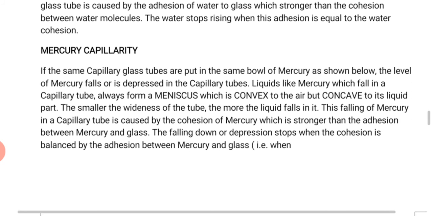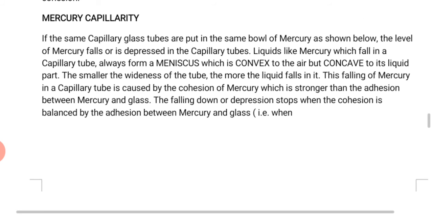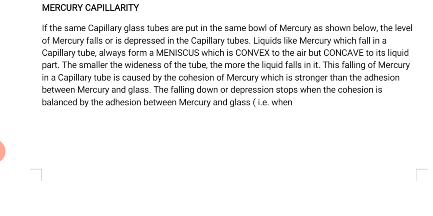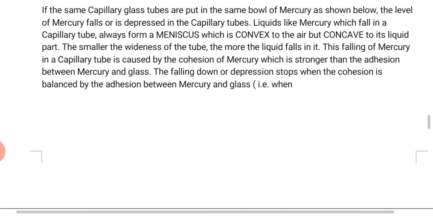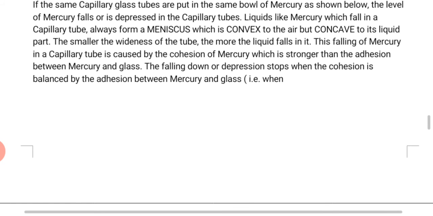Mercury capillarity. If the same capillary glass tube is put in a bowl of mercury as shown, the level of mercury falls or is depressed in the capillary tube. Liquids like mercury which fall in the capillary tube always form a meniscus which is convex to the air, but concave to its liquid part.